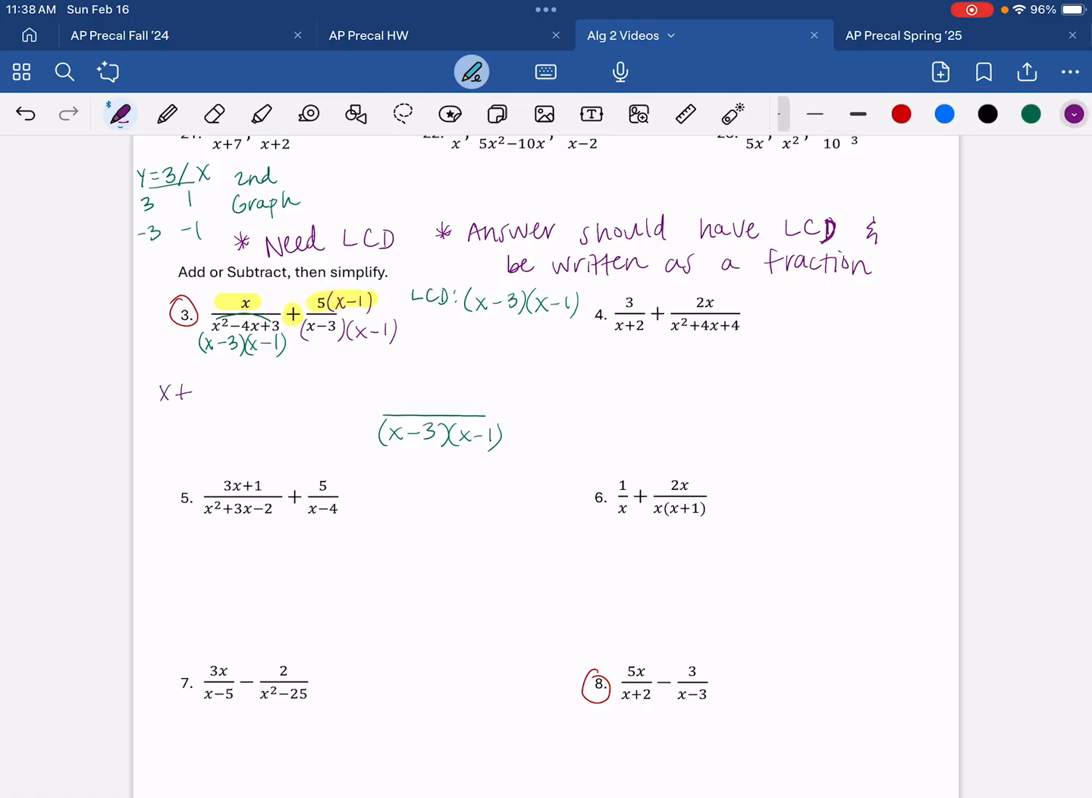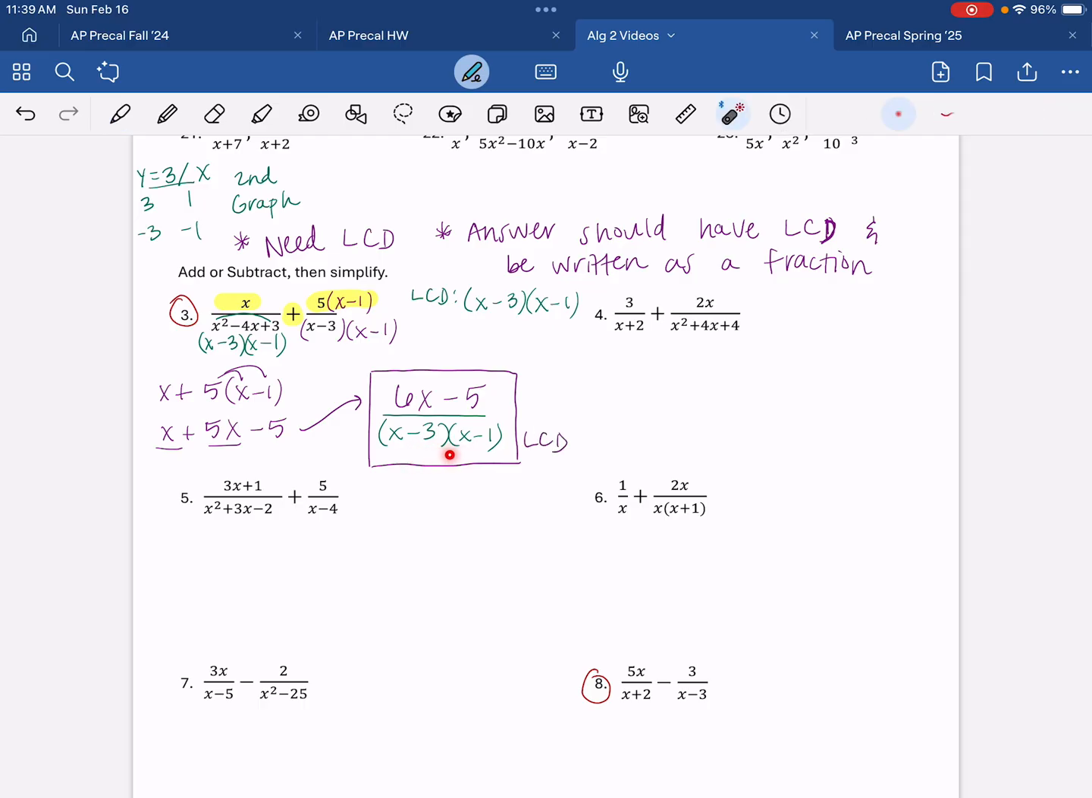So x plus 5 times x minus 1, distributing the 5. And then I'm going to add together these x's, and it's going to help me come up with that simplified numerator of 6x minus 5. And that's it. So we have simplified the top. We made sure that the LCD, the least common denominator, is in the bottom. And that's all we have to do.